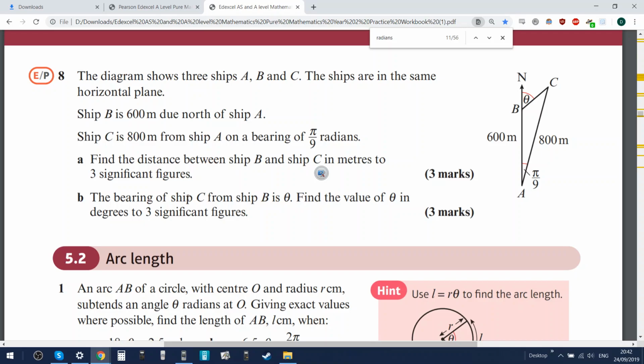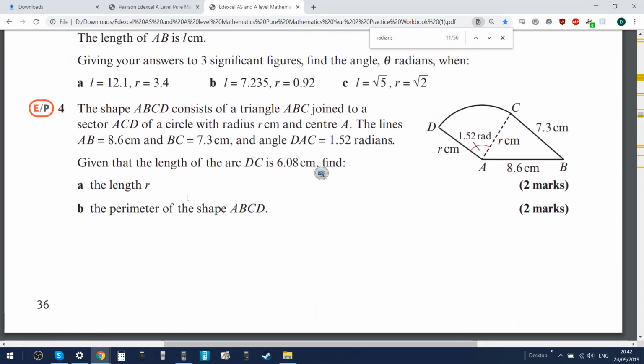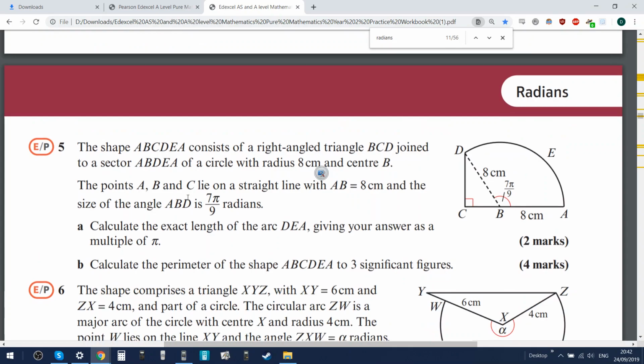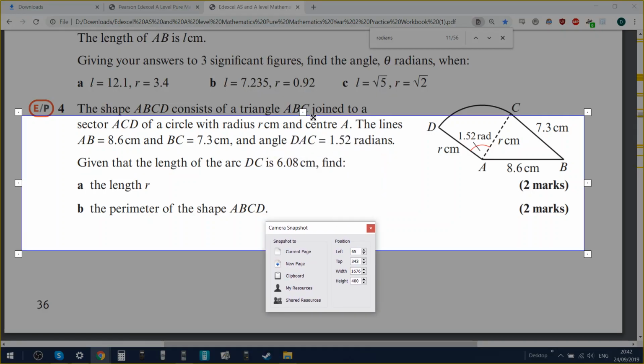No. Okay, so this one is similar. I'm just going to move on. Let's see. This one. Sure. Okay, let's do this one. This is sector and segment stuff. Sure.